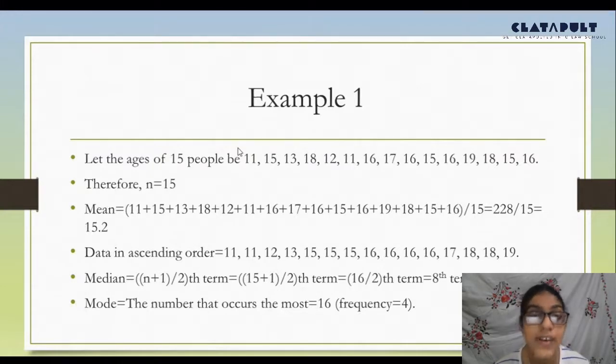For mode, the value that occurs the most will be mode. Look at your arrangement in the organized manner. See which number occurs the most times. It's 16 clearly from this example. So your mode will be 16. Let's move on to another example.